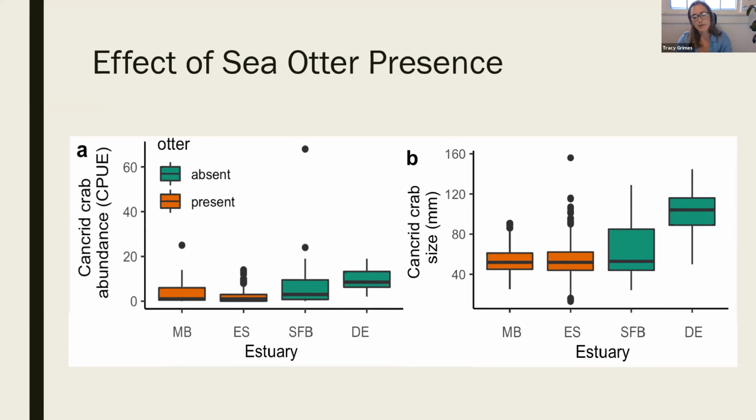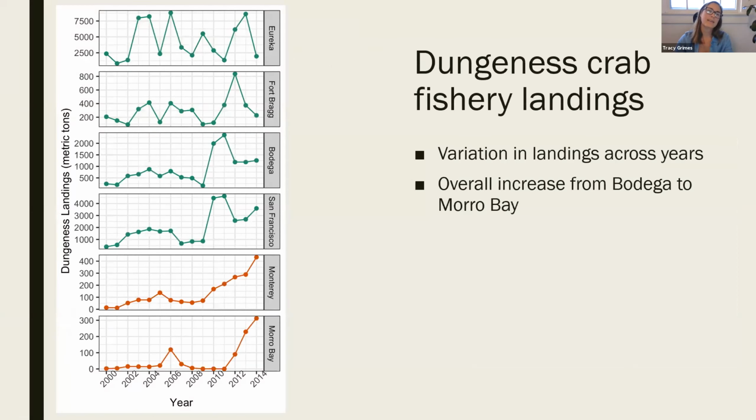So tying this back over to the Dungeness crab fishery. Just looking at the landing data from different regions in the state, you'll see there's quite a bit of variation, particularly in Eureka. And you'll also notice, or I should point out, the scales on these are all different.